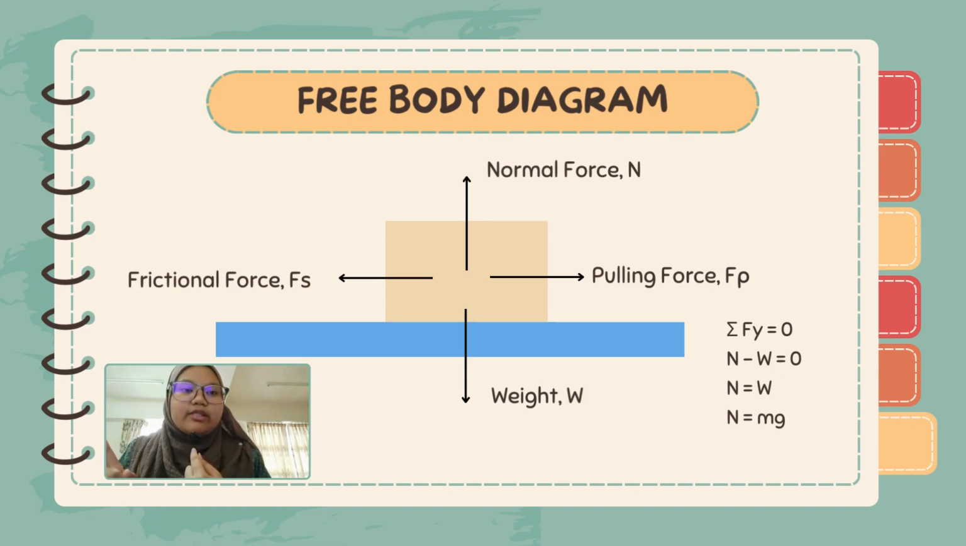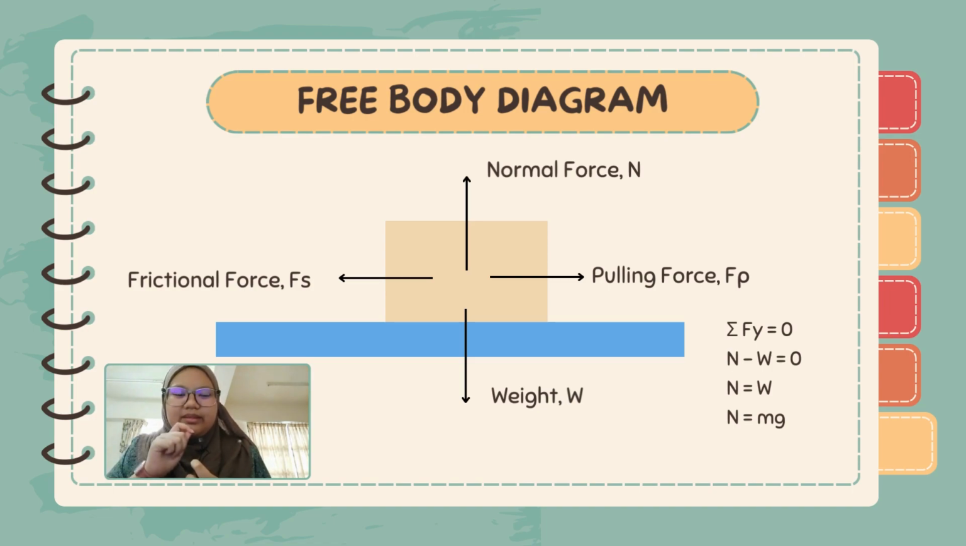So there is the normal force, which is perpendicular to where the object is situated, and then we have weight, which is going downwards, and then we have the pulling force since we pulled the wooden block to the right, and then we have the frictional force, which is always opposite to the direction of the object's motion. So the frictional force direction is to the left.